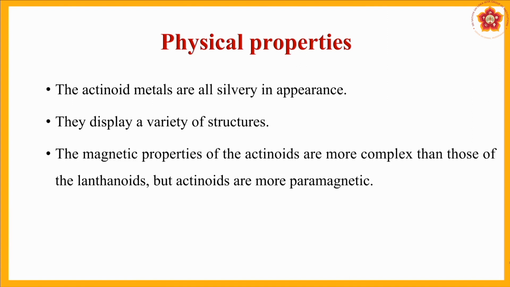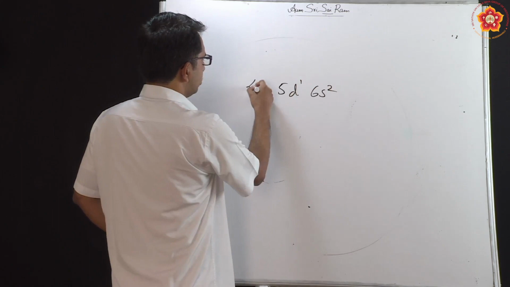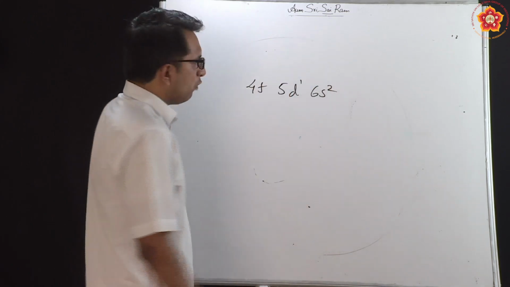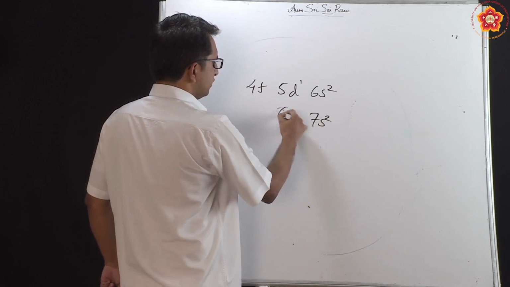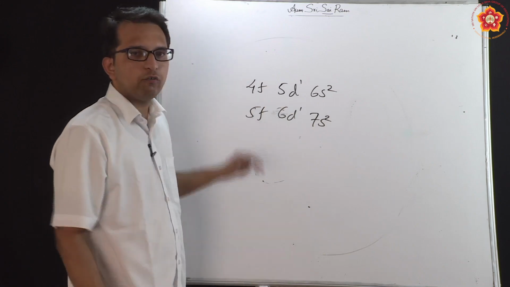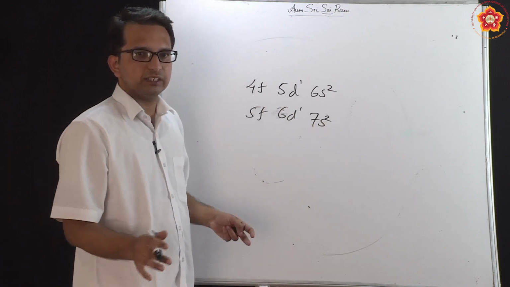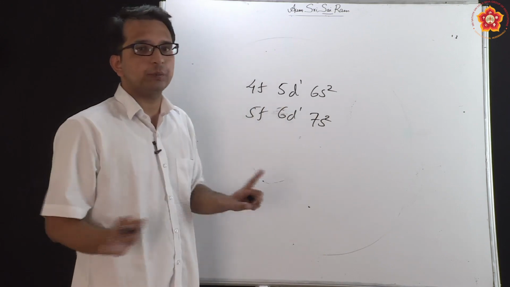And magnetic properties also are more complex than lanthanoids, and actinoids are definitely more paramagnetic. Why is this so? Looking back, if you remember in the lanthanoids, we had 5d1, 6s2 and some 4f systems. Whereas in actinoids, we are rather going to have 7s2, 6d1 and some 5f systems. Now both of them are bound to have lone pairs of electrons, and they are also bound to have unpaired electrons. Both the possibilities are available.